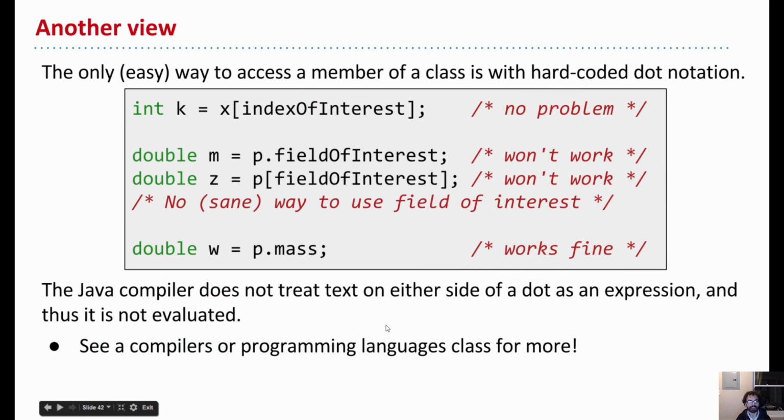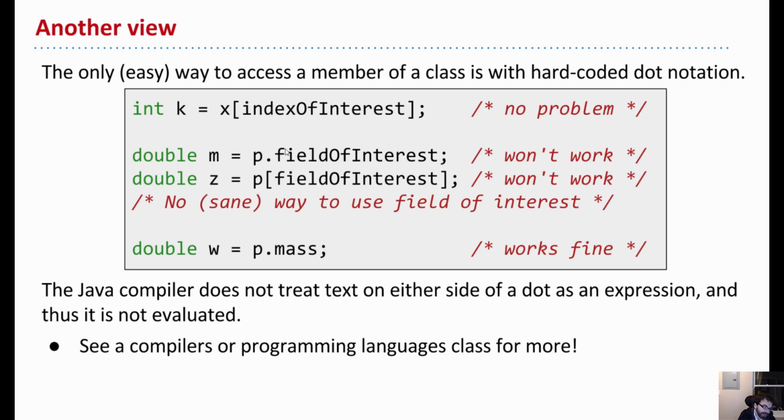Essentially, in Java, if you have a class, the only way to access a member is using hard-coded dot notation. That is, if I want to get the mass, I have to do p dot mass, M-A-S-S. It's in the source code. It's hard-coded. I can't do either of these things. Fundamentally, you can imagine a language where Java would say, oh, it's a dot. Okay, well, if there's no field with that literal name, maybe I can evaluate it as an expression and then do something like that. It's not going to work.